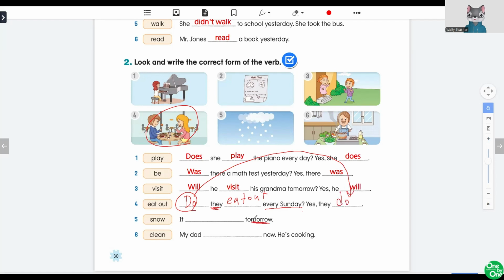Now, it's tomorrow. Look at the weather. It will. Fantastic. It will snow tomorrow. Now, look at this man. This looks like me. Now, number 6. My dad.